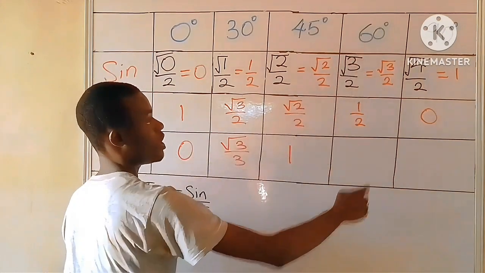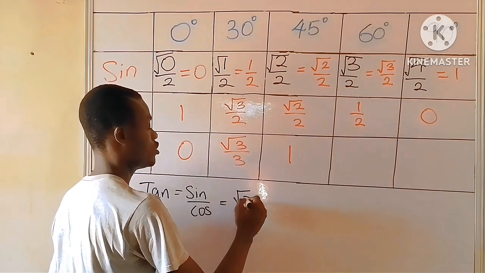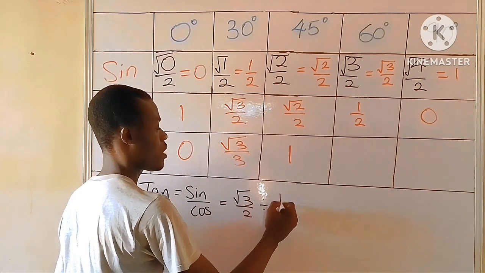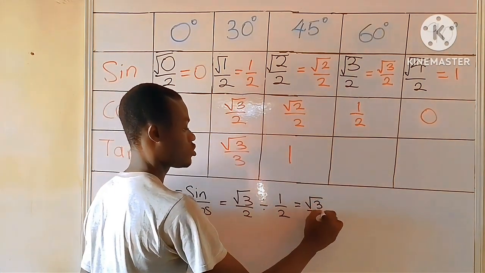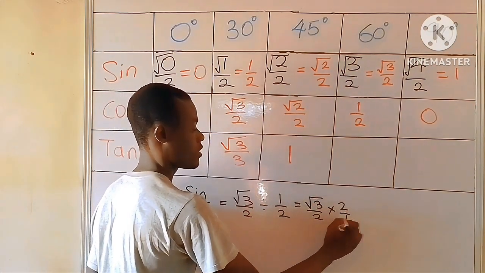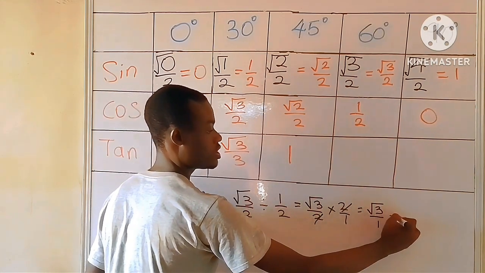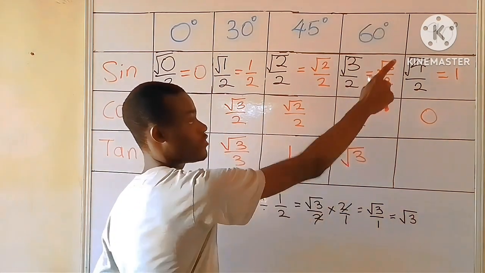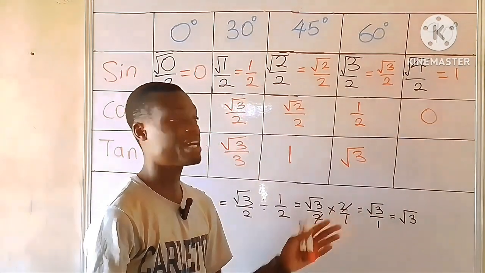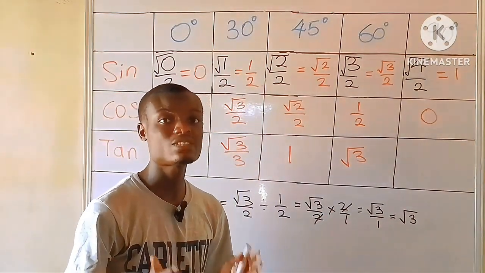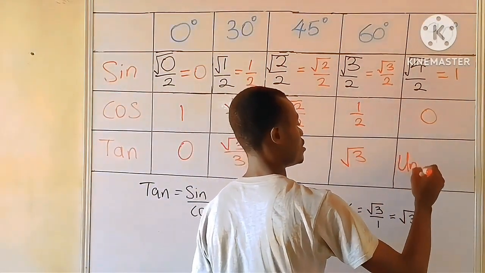Tan 60, we are going to divide this value by this value. So we are going to have root 3 over 2 divided by 1 over 2. We are going to change the division sign to multiplication. We are going to have root 3 over 2 times 2 over 1. 2 will cancel out 2. So we are going to have root 3 left over 1. So this will give us root 3. For tan 90, we are going to divide 1 by 0. But we cannot divide 1 by nothing. So in mathematics, we'll say that that operation is undefined. So tan 90 becomes undefined.